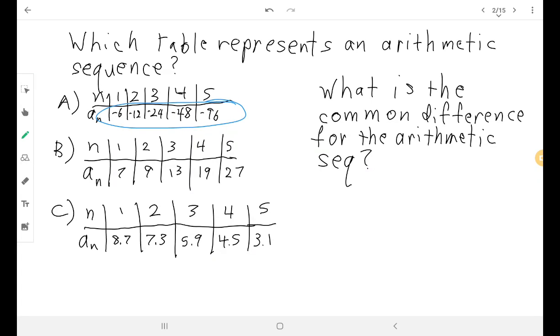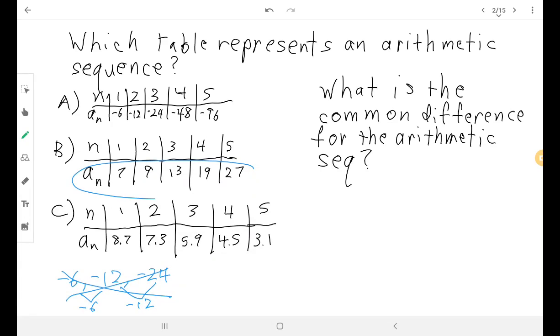So for this one, for example, to go from -6 to -12 is adding -6, right? And then to go from -12 to -4 is adding -12. So it's not going to be that one. Okay? So we're eliminating that as a possibility. So not that one. Let's look at choice B.